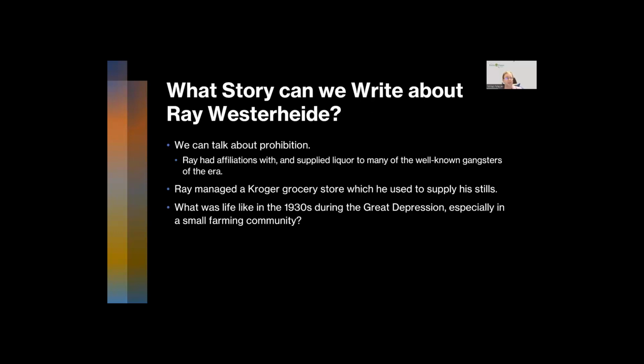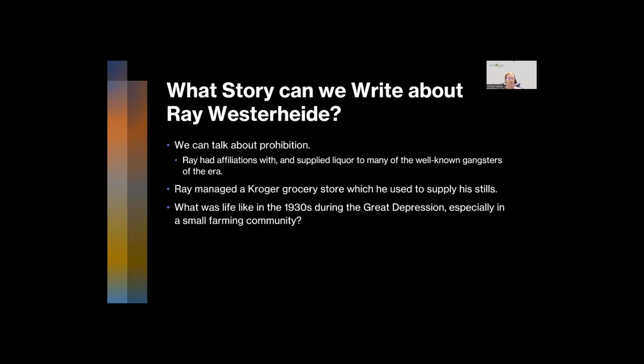And so now we can take some of that information and start to build the story. We can talk about prohibition and we can talk about what he was doing there. And I know that my great grandfather had affiliations and supplied liquor to many of the well-known gangsters in the area. He delivered his alcohol from Chicago to Cincinnati, and that was his area to supply. And so, we all know the Chicago gangsters in that time period. And so my great grandfather did have some associations with some of them.